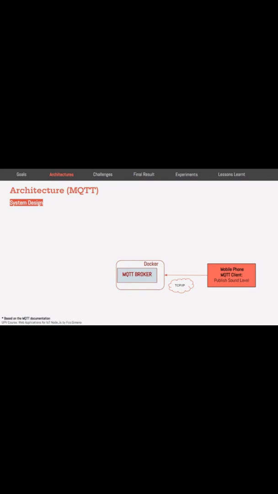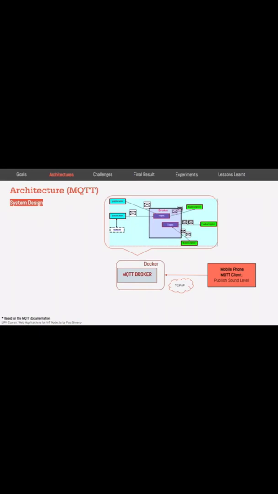So then the MQTT broker acts as an intermediary, where a client is anything that can interact with the intermediary to send or receive any message. A client can either be an IoT sensor in the field or a data central application that processes IoT data.